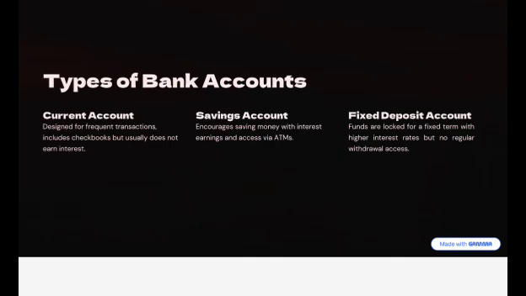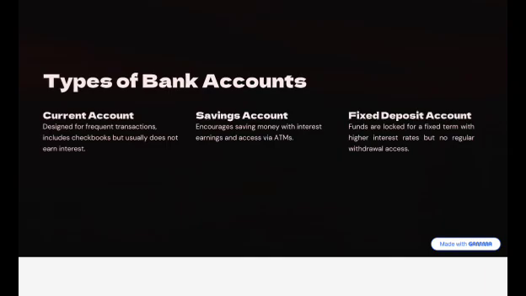Let me give a real life example of a current account. Mr. Okoko is a man who owns a shop in Kano Market. He would benefit from a current account as he needs to make multiple transactions daily with suppliers and customers.